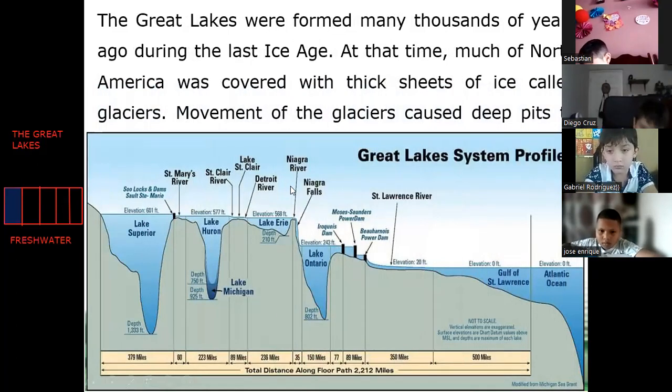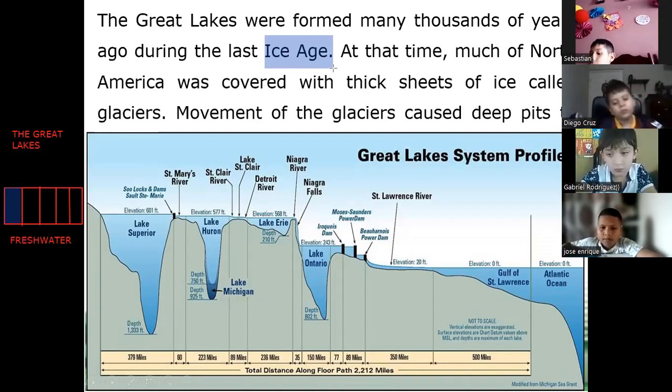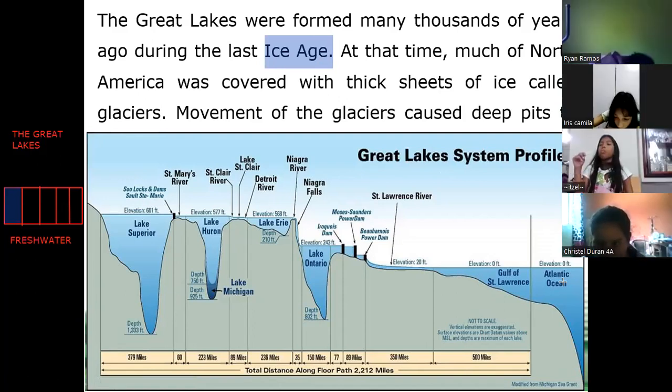Look at this. The Great Lakes were formed many thousands of years ago during the last ice age. What happened during the ice age? Let's talk a little bit about the ice age. In the movies, have you seen the movies? There are four Ice Age movies, 1, 2, 3, and 4.